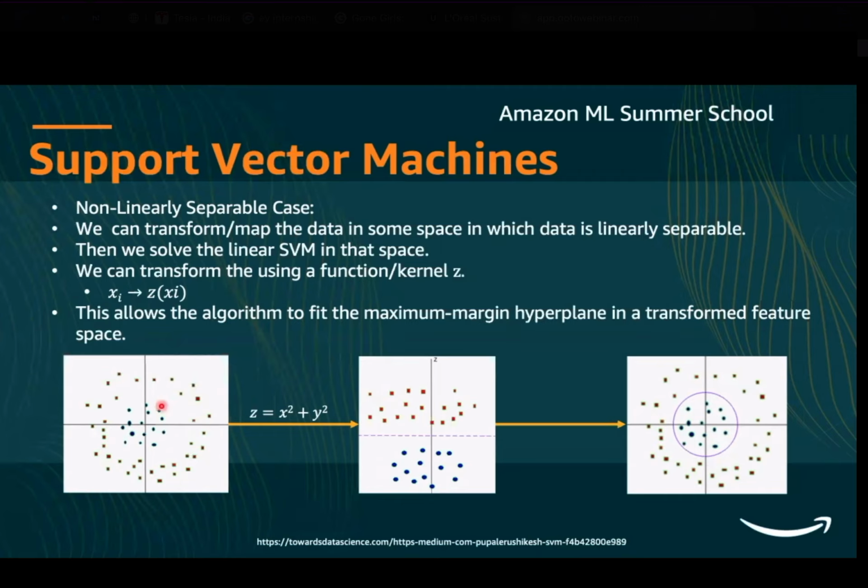However, you can do something clever. You can transform this data into polar coordinates, by x squared plus y squared. In this polar coordinate space, this data set is separable, as you can see here. And then you can draw a line. You can use an SVM in this space. And if you turn it back to the original space, this line corresponds to this circle. So this is known as transformation using a function or a kernel. You transform xi into some z of xi, a z space in which the data set is linearly separable, and you perform an SVM.